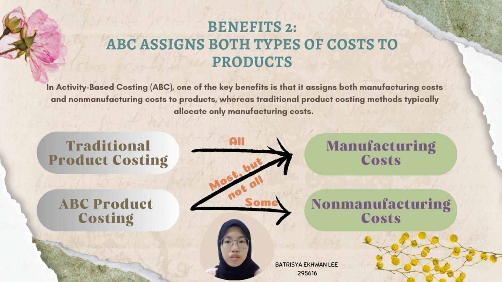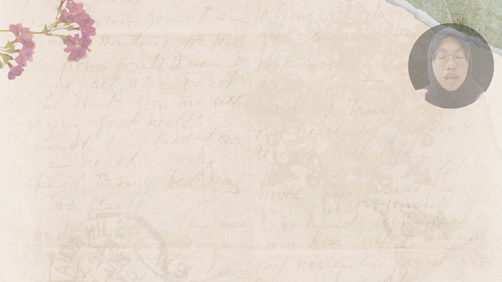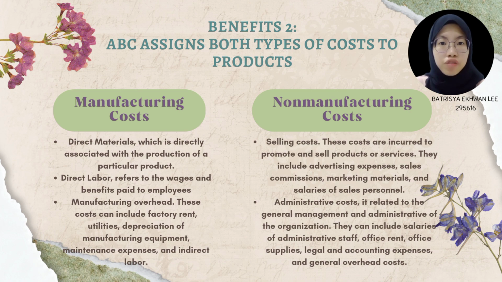In activity-based costing, one of the key benefits is that it assigns both manufacturing costs and non-manufacturing costs to products, whereas traditional product costing methods typically allocate only manufacturing costs, while ABC product costing assigns most of the manufacturing costs but not all, and it also assigns some of the non-manufacturing costs to products. This is the example of manufacturing costs and non-manufacturing costs.